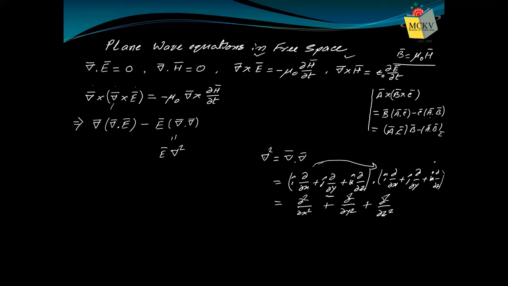Is there any i, j, k here? No. There is no i, j, k, so it is a scalar. So del 2, which is the dot product of two dels, is a scalar quantity, and it is nothing but second order partial differentiation: del 2 del x 2 plus del 2 del y 2 plus del 2 del z 2.